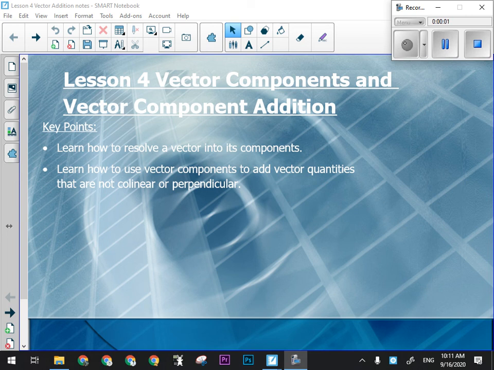So, we talked about vector addition on Monday, and we looked at just the addition of collinear vectors, and we looked at the addition of perpendicular vectors, which are all pretty straightforward, simple math kind of things. Component addition is what allows us to add vectors that are not collinear or perpendicular, so these would be two angled vectors, or a straight vector and an angled vector.